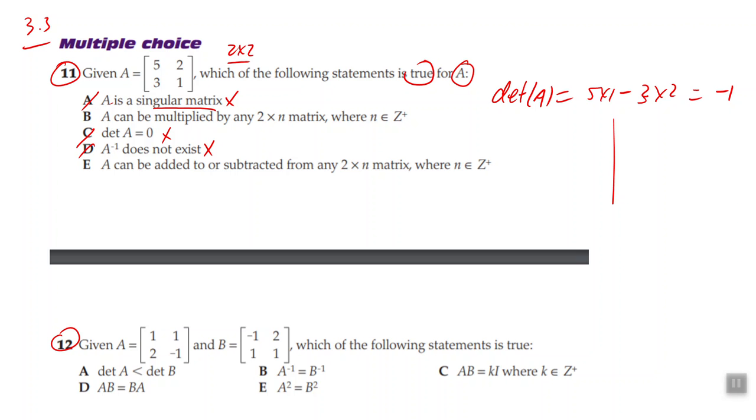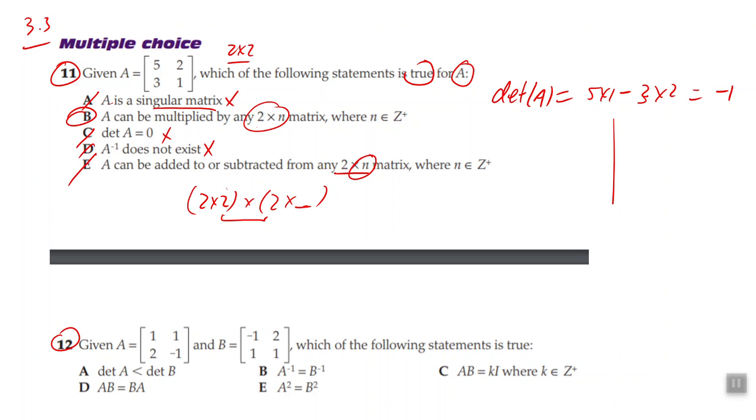Since A is a 2 by 2, it can be multiplied by a 2 by n matrix, because if we have a 2 by 2, we need to multiply by a 2 by something for it to be multipliable, because the inner numbers need to be the same, or the columns in this first matrix need to match the rows in the second matrix. So that's true. E is not true because in order to add matrices together, they both need to be the same dimension. So n can't be any number, it has to be a 2 by 2. N only has to be 2, so that's not true.